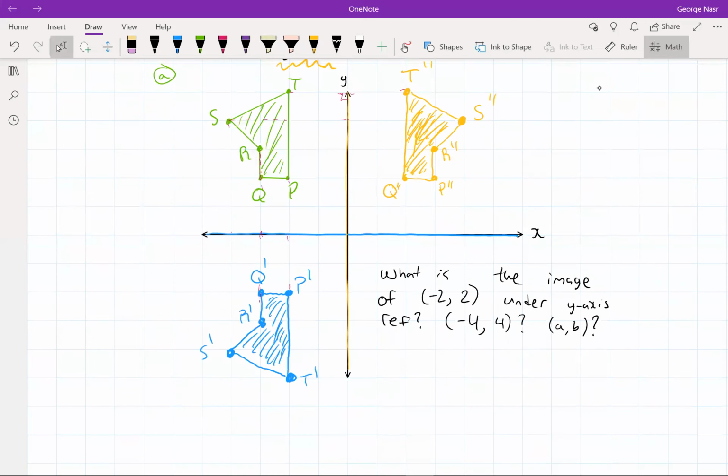So now let's answer some questions. What is the image of -2, 2 under y-axis reflection? So let's figure out which one's -2, 2. So -1, -2, 1, 2. So that looks like that's P. So image of P. So where does that get sent to? Oh, whoops. I just caught a mistake. This is Q double prime, and that's P. Wait, this is P double prime.